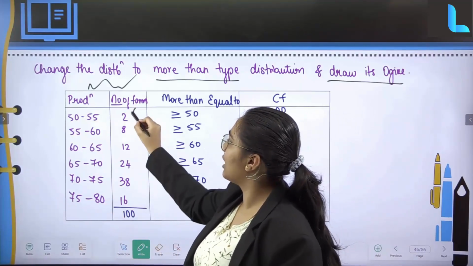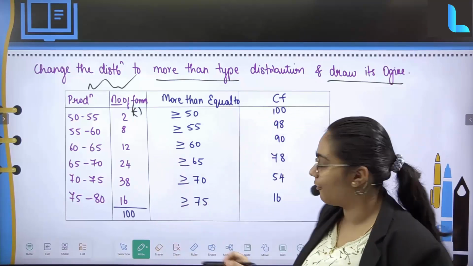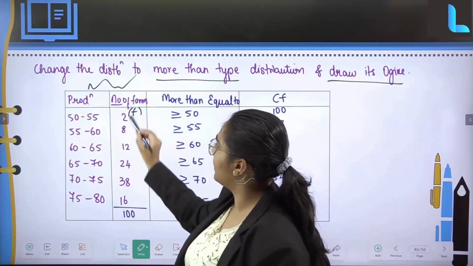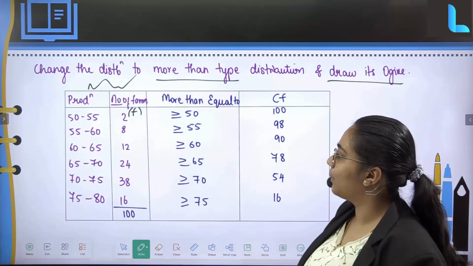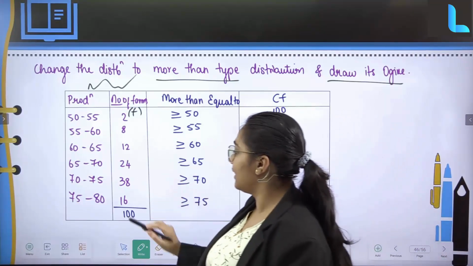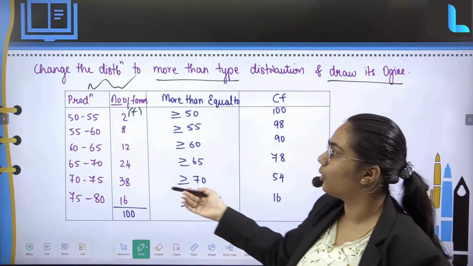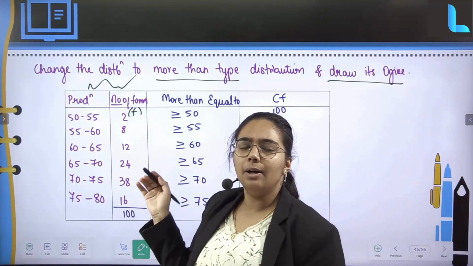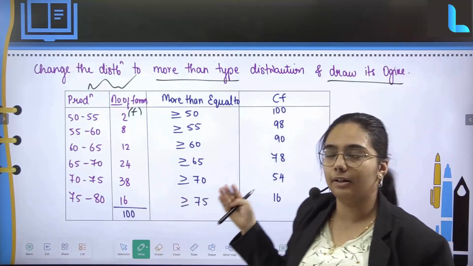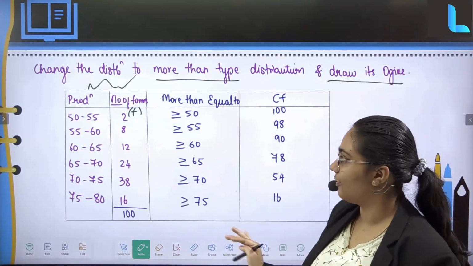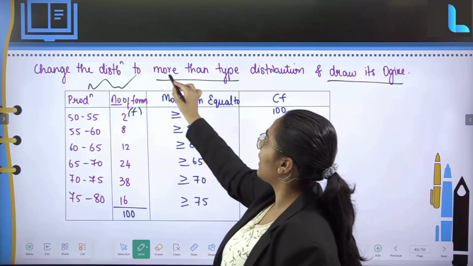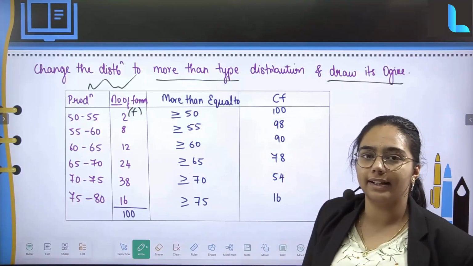And I also have the frequency, which I'll be considering as f: 2, 8, 12, 24, 38, 16. So if it is something relating to median, I have to go ahead and find out the midpoint and the value of the cumulative frequency. But before that, here they've asked for more than type. What is this more than type?